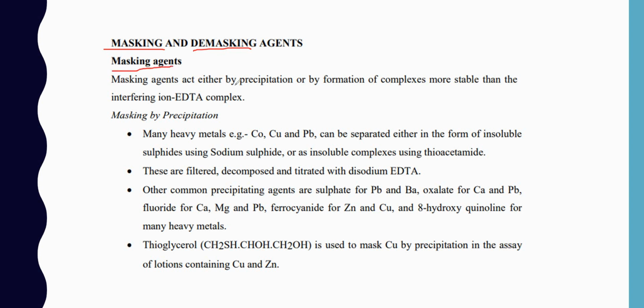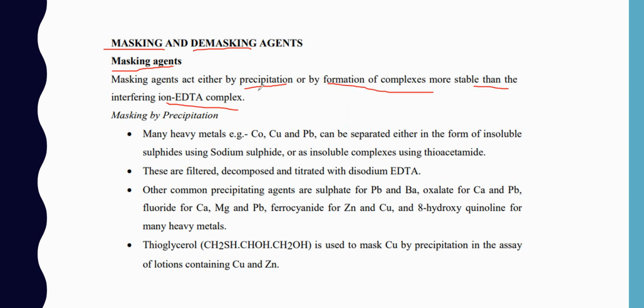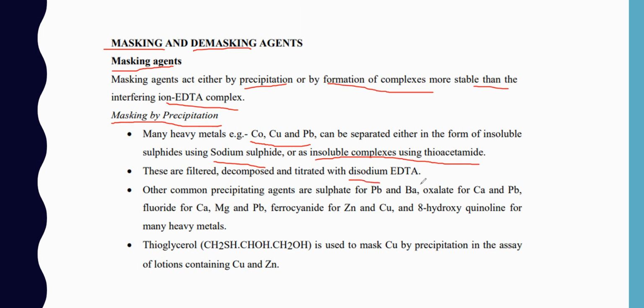First, we'll see the masking agents. Masking agents act either by precipitation or by formation of complexes more stable than the interfering ion EDTA complex. How do they work? They work by formation of precipitation or by formation of complexes which are more stable than the interfering ion EDTA complex. Masking by precipitation: many heavy metals, for example cobalt, copper, lead, can be separated either in the form of insoluble sulfides using sodium sulfide or insoluble complexes using thioacetamide. These are filtered, decomposed and titrated with disodium EDTA.